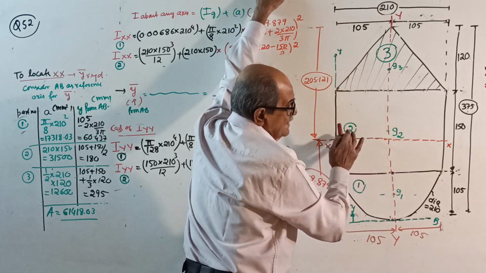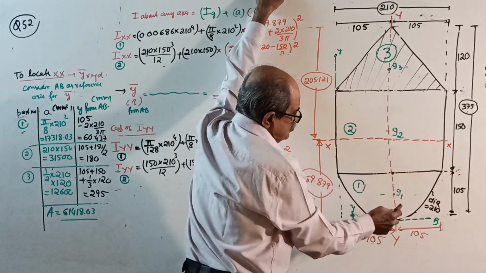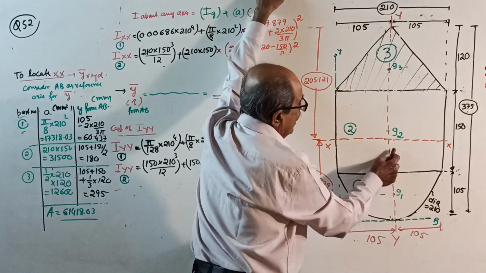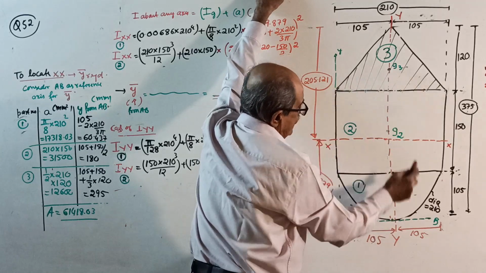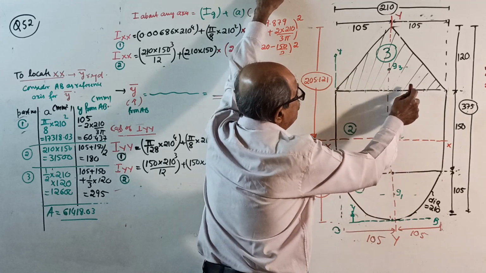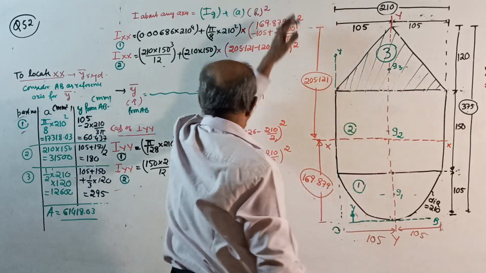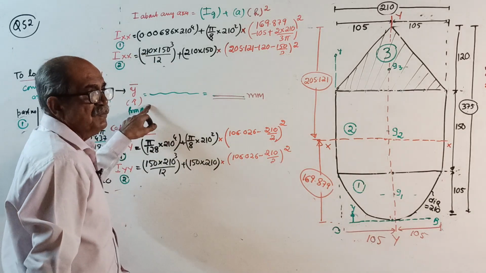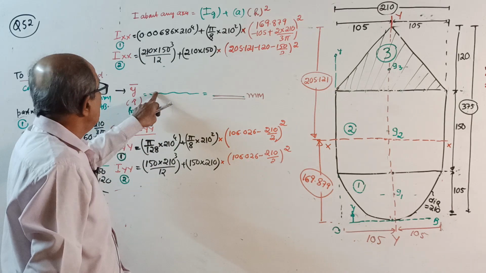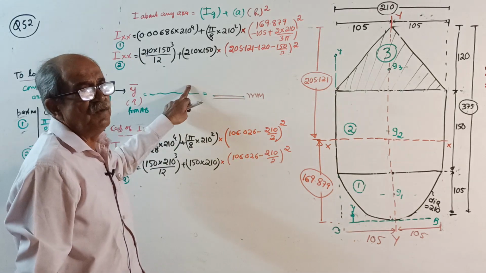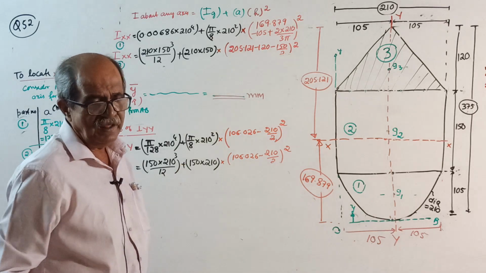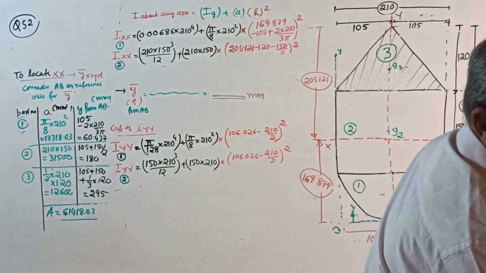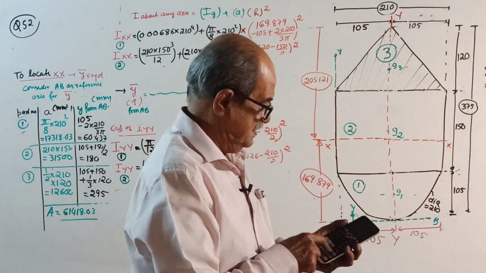y2, don't see x-axis, still pending. y2, 105 plus half of 150. y3, 105 plus 150 plus 1 by 3 of 120. So with that calculation, find y bar from AB. You write the formula A1 y1, A2 y2, A3 y3 by total area. You calculate. I also will calculate, but I can do super speed calculation.